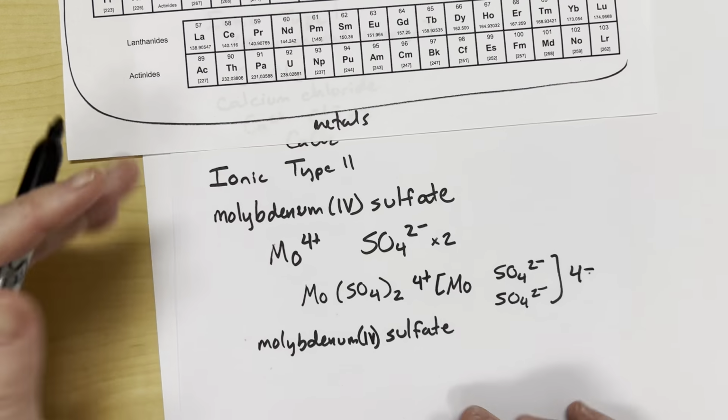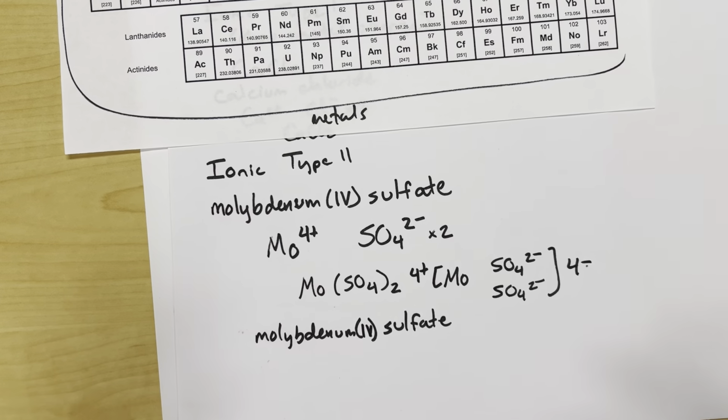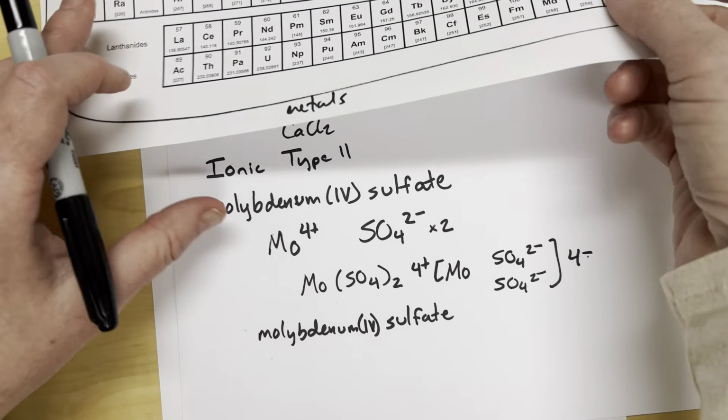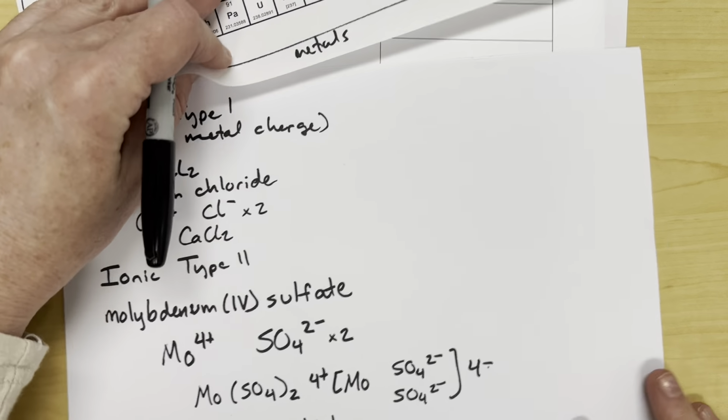So be able to go back and forth. Take a name, build the formula. Take the formula, build a name. If you can't do that, you're not going to be ready. Okay. So that's type 2 ionic compounds. Last but not least, we talked about type 3.